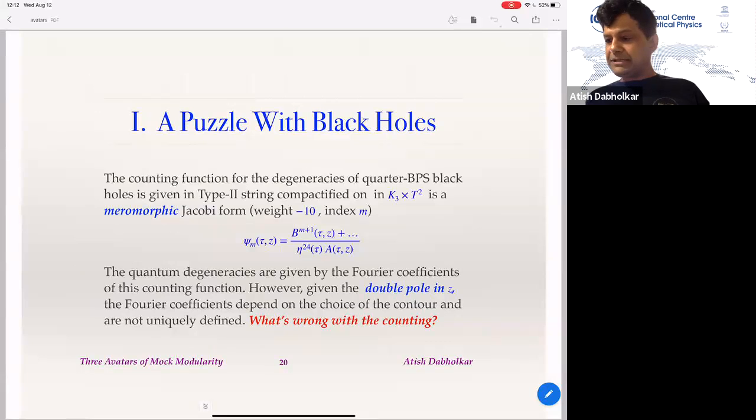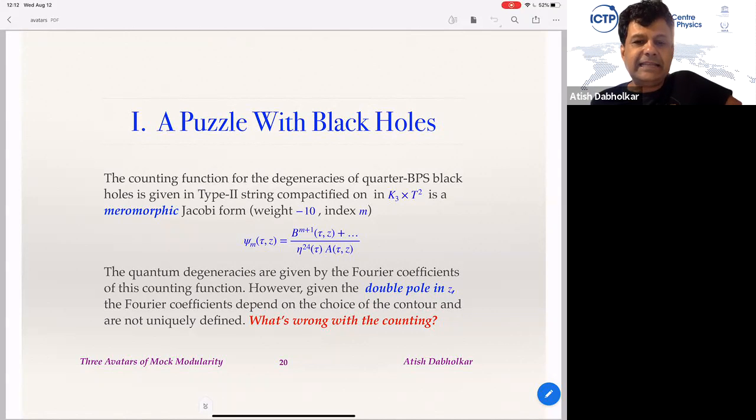So this started with a puzzle with black holes. If you look at the counting function of degeneracies of some very special quarter BPS black holes, if you haven't studied this, don't worry about it, it's type 2 string compactified on K3 cross T2. Then what you get is a meromorphic Jacobi form. I have now introduced all the objects that are appearing here. If you remember, B was this elliptic genus of K3. And since this comes from some symmetric product of K3, you get some B to the power m plus 1 plus some dot, dot, dot.